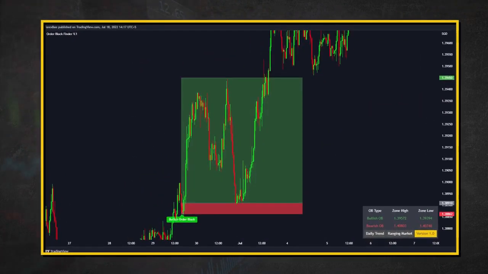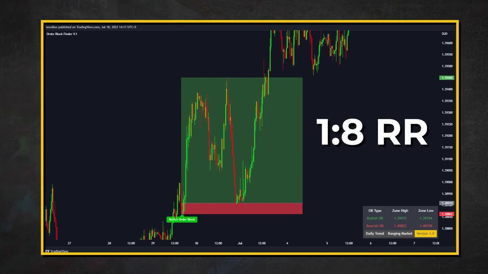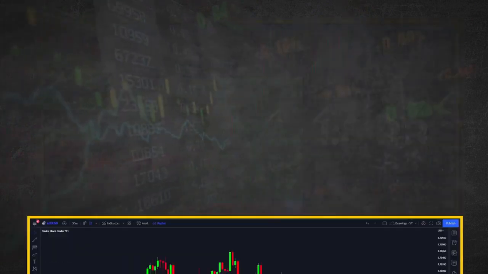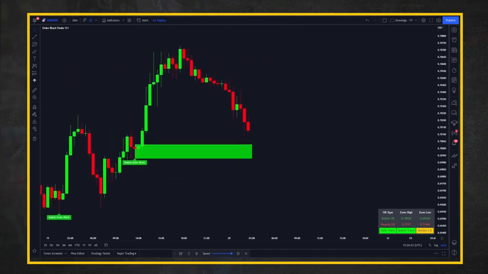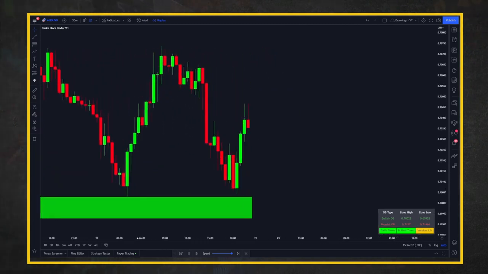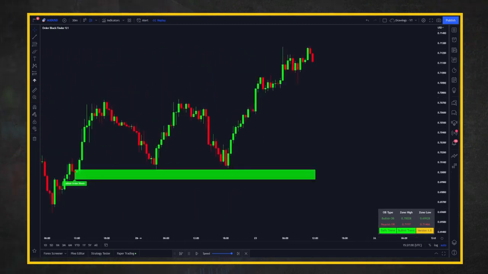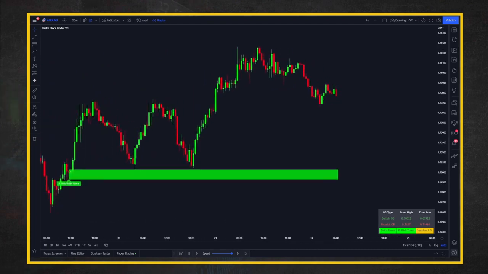So using this strategy, we have been able to take trades with a risk to reward ratio of 1:8, as you can see on the screen. So using the order blocks indicator in your strategies is not only logical but also essential, because if we do not take into account the trading activity of institutions, we will end up on the losing side.